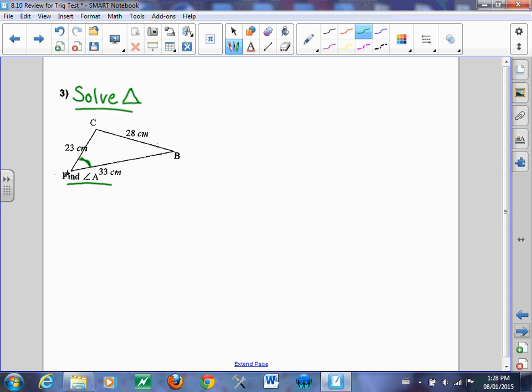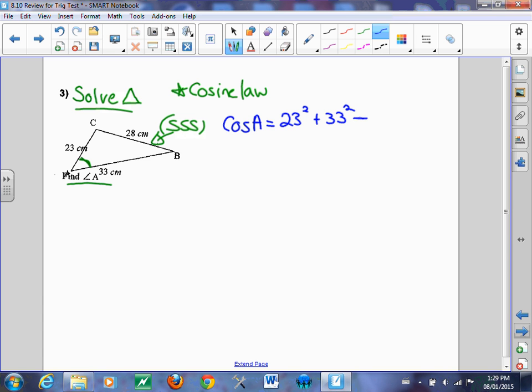So we've got to use cosine law. This is the last law we learned, folks. We're going to find the angle. Why are we finding the angle? Because this is a description of side, side, side. So what we need to do is set up cos of A, that's what we're trying to find, equals the other 2 sides, which are the ones adjacent to it. So 23 squared plus 33 squared. And then don't forget, you subtract the opposite side.